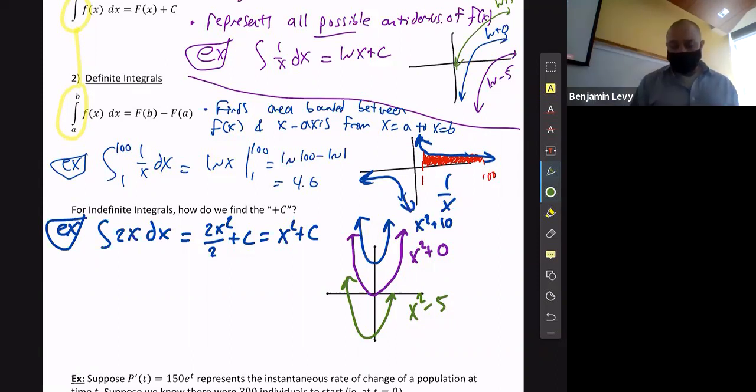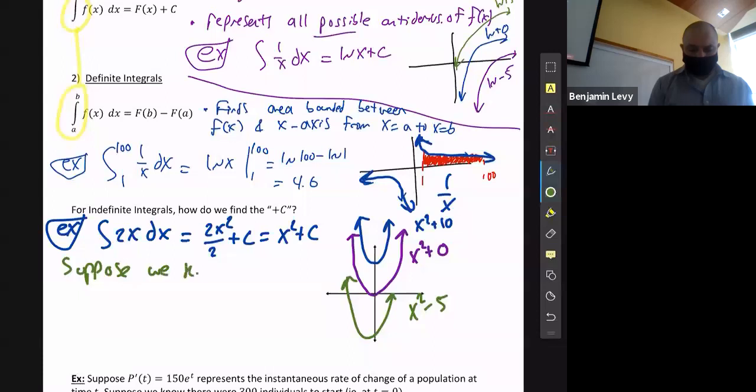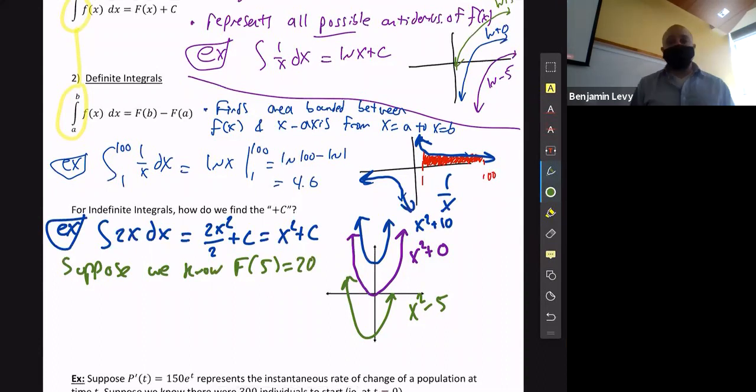And so the way we figure out which one that is, is we know something about the graph. Suppose we know anything, I'm just going to make something up: f of 5 is 20. If we know f of 5 is 20, that means when we plug in 5, we should get 20 out. And so we can plug 5 into the function, set it equal to 20, and figure out what c is. That's how this works.